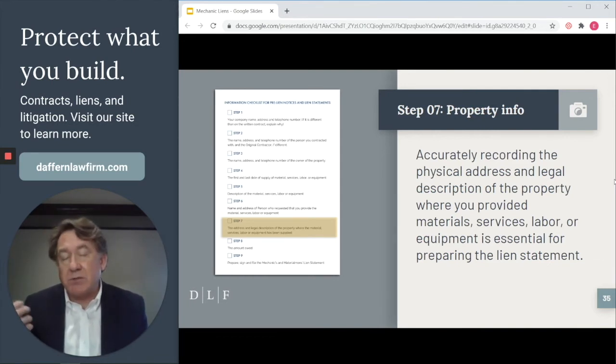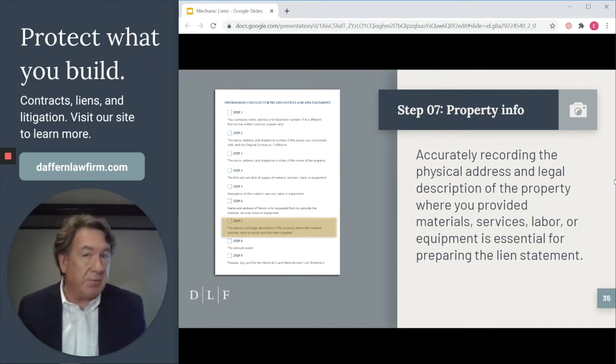That way you have a belt and suspenders kind of an attitude, and it just protects you. You're going to need the information anyhow, so let's just go ahead and get it in the checklist, and you have it available for the pre-lien notice and the mechanical lien notice.